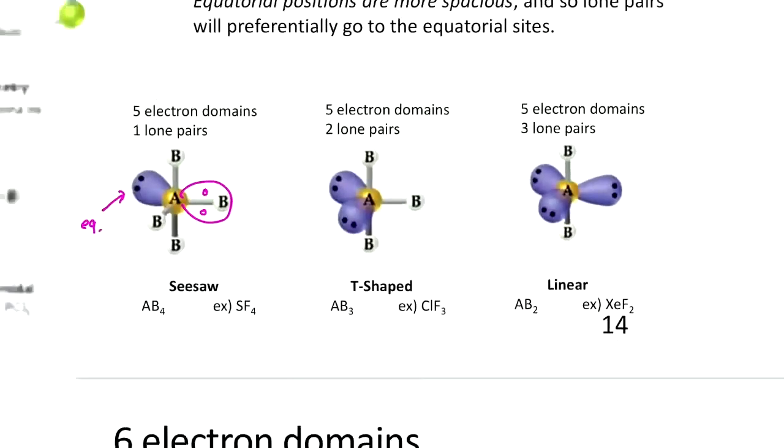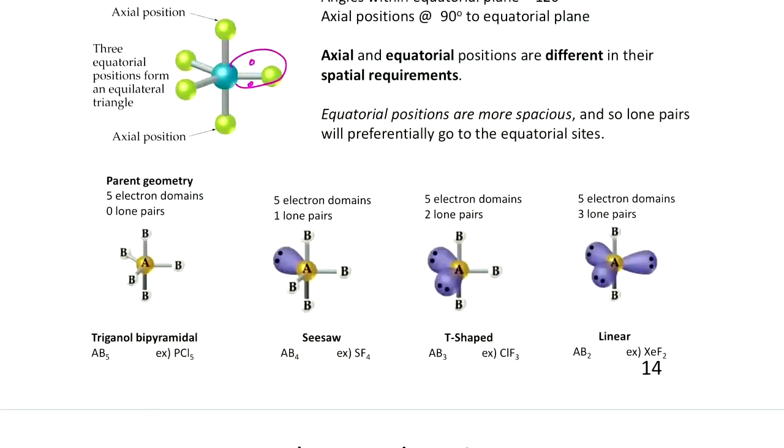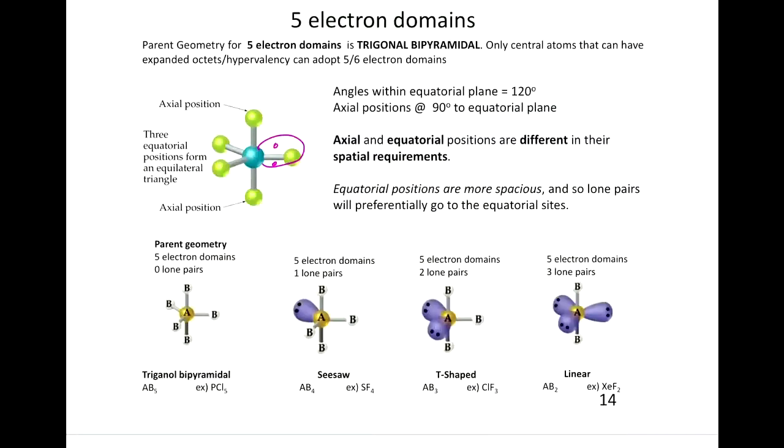And again, all of them have the same electron domain geometry, but once we have differing amounts of lone pairs, we see that the molecular geometry changes. So here with 1 lone pair, we have a seesaw. If we have 2 lone pairs, we cover that up and we see, oh, that's a T-shape. If we have 3 lone pairs, and this is kind of weird, cover those up, you see that what's left over is linear. Okay, so that is our trigonal bipyramid. There are different spatial requirements.